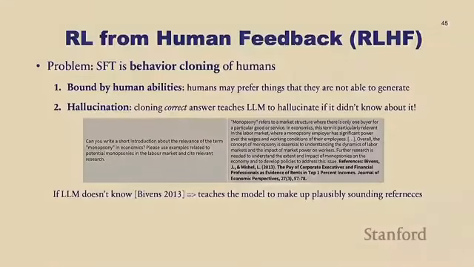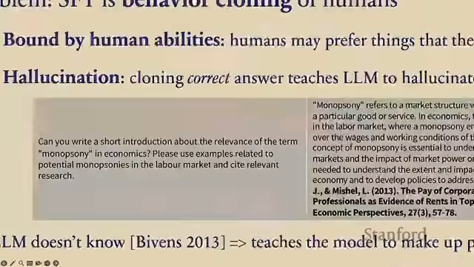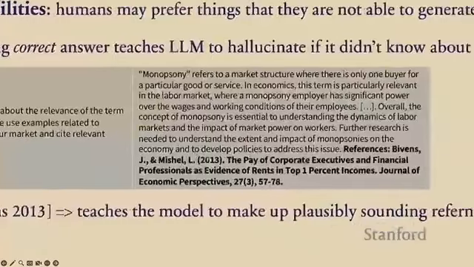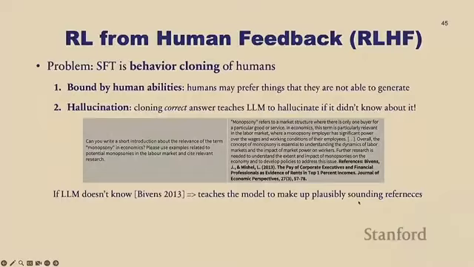Just to give you a very concrete example, if we go back to this monopsony example, can you write blah, blah, blah about monopsony? Imagine that the human wrote a reference to a certain book. That book might exist, and it might be a correct reference. But what if the LLM never saw this reference during pre-training? Then it doesn't know that it's a correct reference. So really what you tell the model is to make up some plausible-sounding reference rather than tell the real reference that it saw during pre-training. So hallucination might be caused by this SFT. That's problem number 2. Does that all make sense?